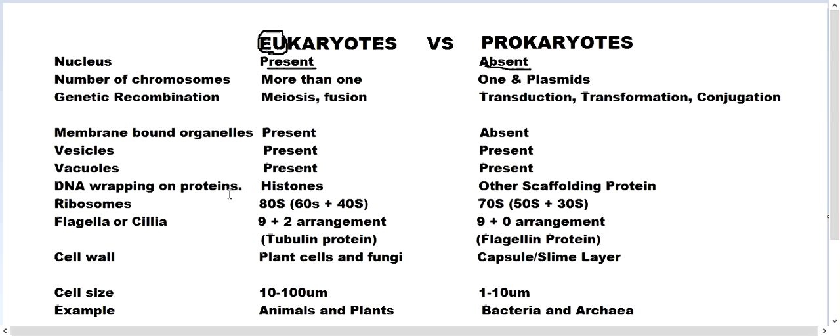So that one. And the next point goes that the DNA wrapping on proteins, so it is with the help of histones in eukaryotes and other scaffolding proteins in case of prokaryotes. So what is this? Let us again learn about this in short.